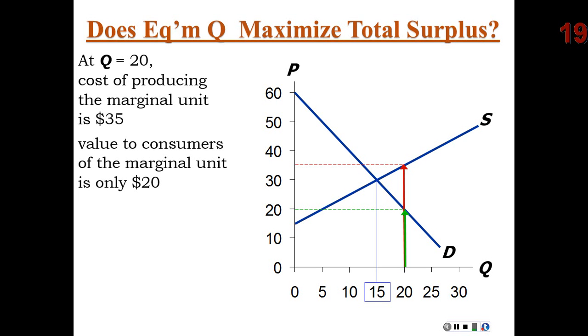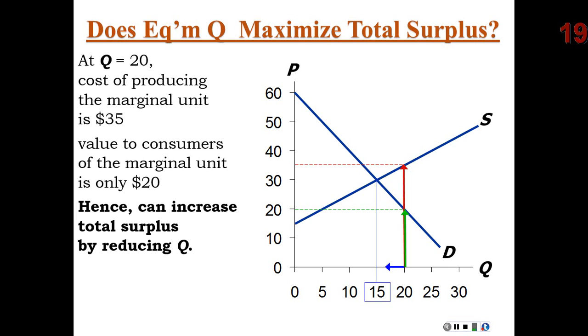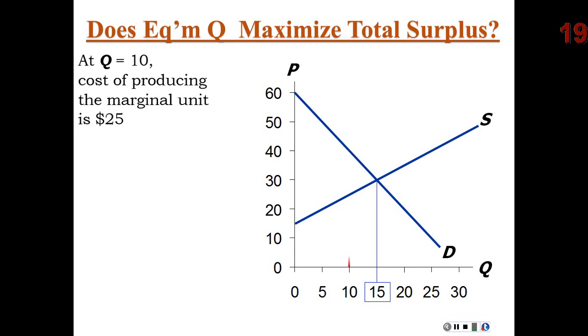In other words, if we actually produced and then sold that shoe, we would be reducing total surplus by $15 because the cost would be $15 greater than the value. This entire triangle to the right of equilibrium represents a reduction of total surplus. And we could increase total surplus by decreasing quantity back to equilibrium. But what happens if we are at a lower quantity?